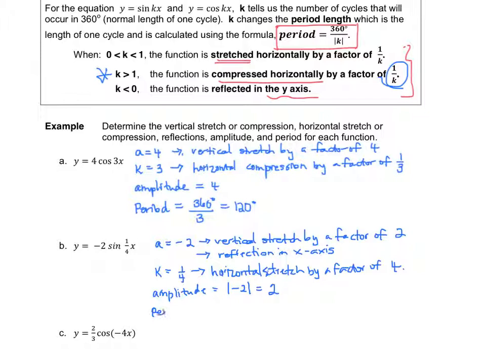And the period of this graph is 360 degrees divided by your k value, which is 1/4. Now, 360 degrees divided by 1/4 is the same as 360 degrees times 4/1. Remember, when you're dividing by a fraction, you multiply by the reciprocal. So 360 degrees times 4 is 1,440 degrees. So the length of the first cycle on this graph is 1,440. So this one's really stretched out horizontally.